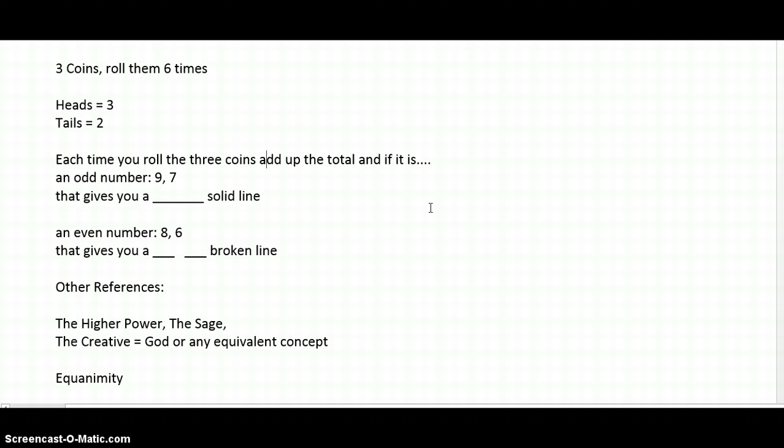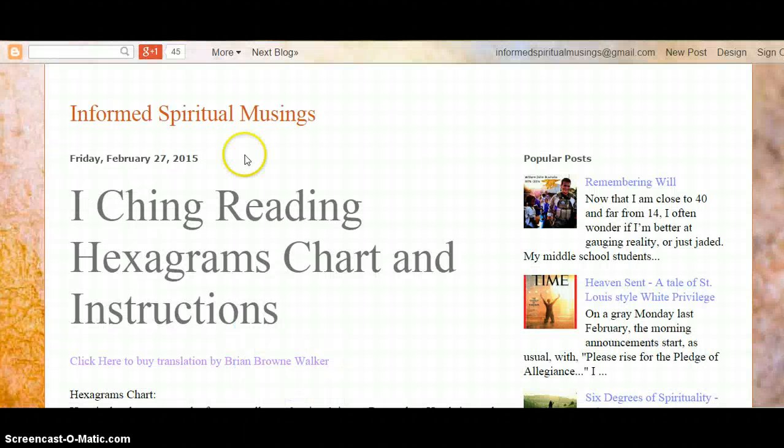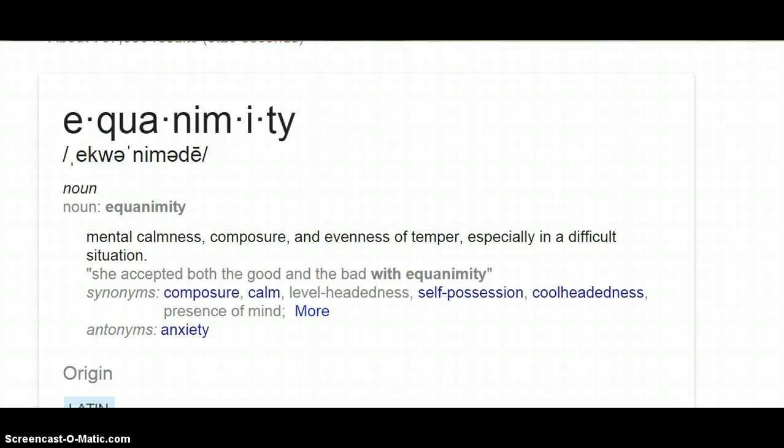And so you're going to start at the bottom and then just keep layering those lines on top until you get 6 lines. Quickly, before we look at the chart that you'll consult next, I do want to go over a couple terms. In the readings, the higher power, the sage, and the creative are mentioned constantly. All 3 of those would be the same as God or any equivalent concept. Also, in the advice portion of the reading, equanimity comes up over and over again. That's not a term that I think people are throwing around all that often, so I just went ahead and looked it up, and it's defined here as mental calmness, composure, and evenness of temper.